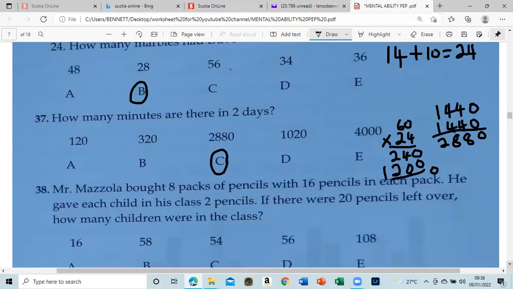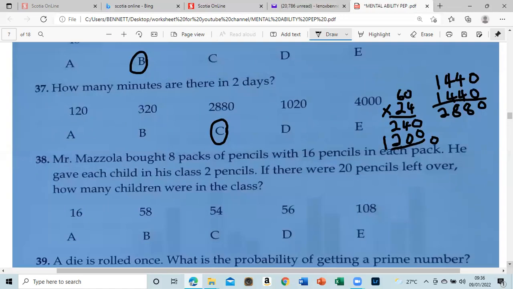Mr. Mazzola bought 8 packs of pencils with 16 pencils in each pack. He gave each child in his class 2 pencils. If there were 20 pencils left over, how many children were in the class? So let's get ready to rumble. First we need to know the total number of pencils, and that can be obtained by multiplying 8 times 16, because 8 packs, each pack of 16.